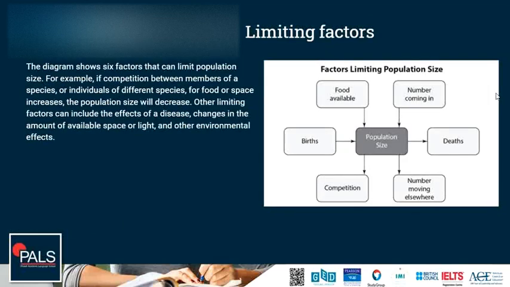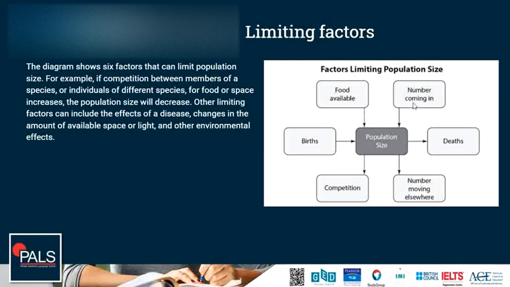Let's have a look at limiting factors that limit the size of populations. The diagram shows six factors that can limit population size. For example, if competition between members of a species or individuals of different species for food or space increases, the population size will decrease. Other limiting factors can include the effects of disease, changes in the amount of available space or light, and other environmental effects.